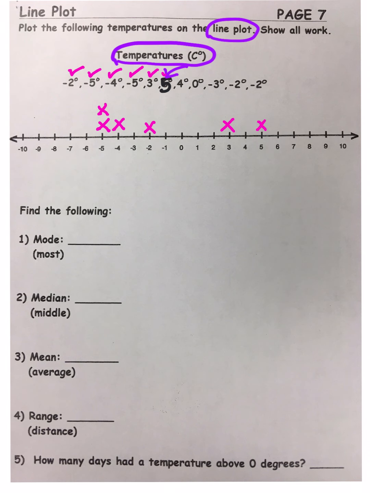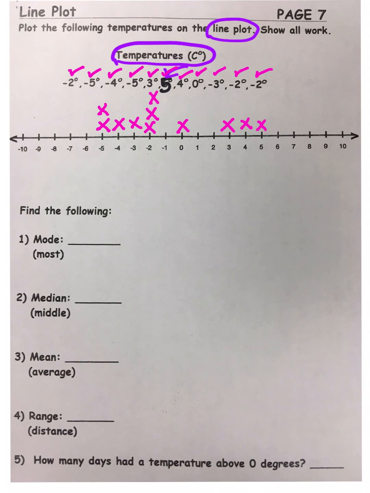A +5, a +4, 0, a -3, and 2 -2s. Pause the video if you need more time, but you should have 11 X's plotted on your line plot. Take a moment and count the X's. Make sure you have 11.